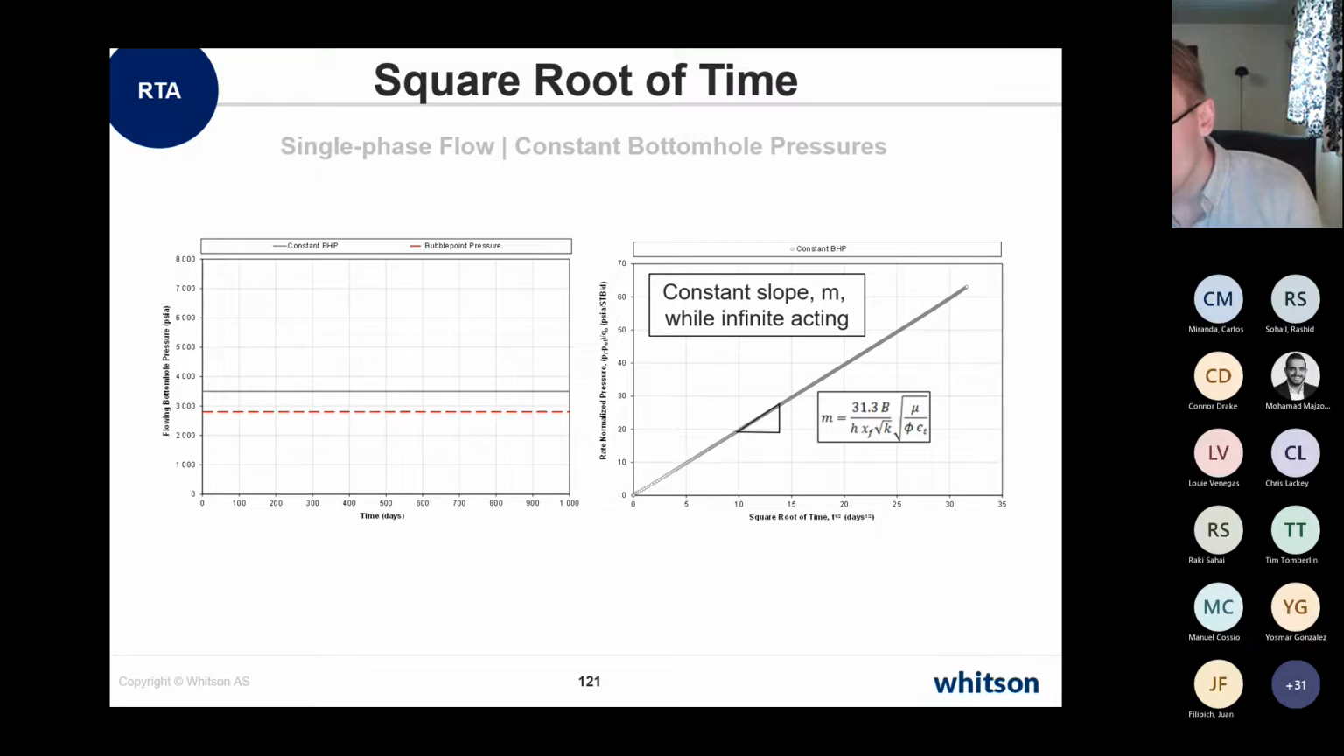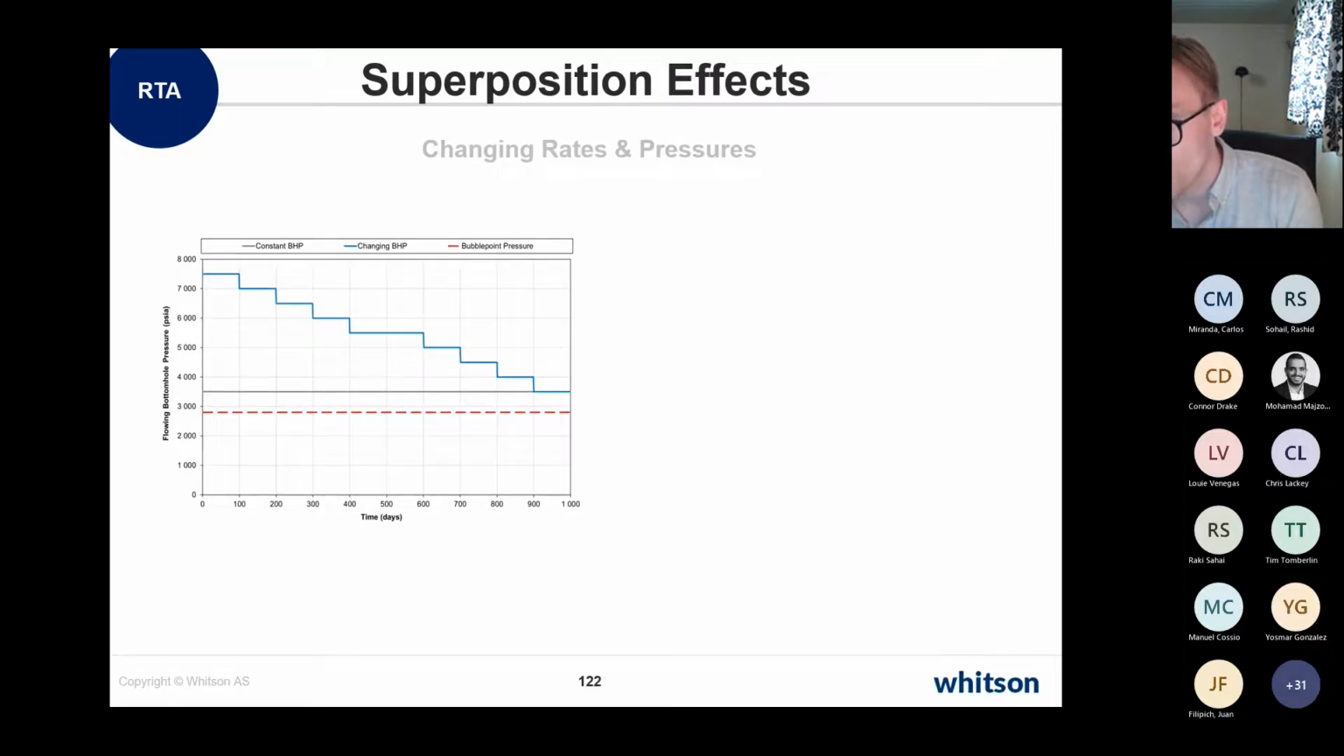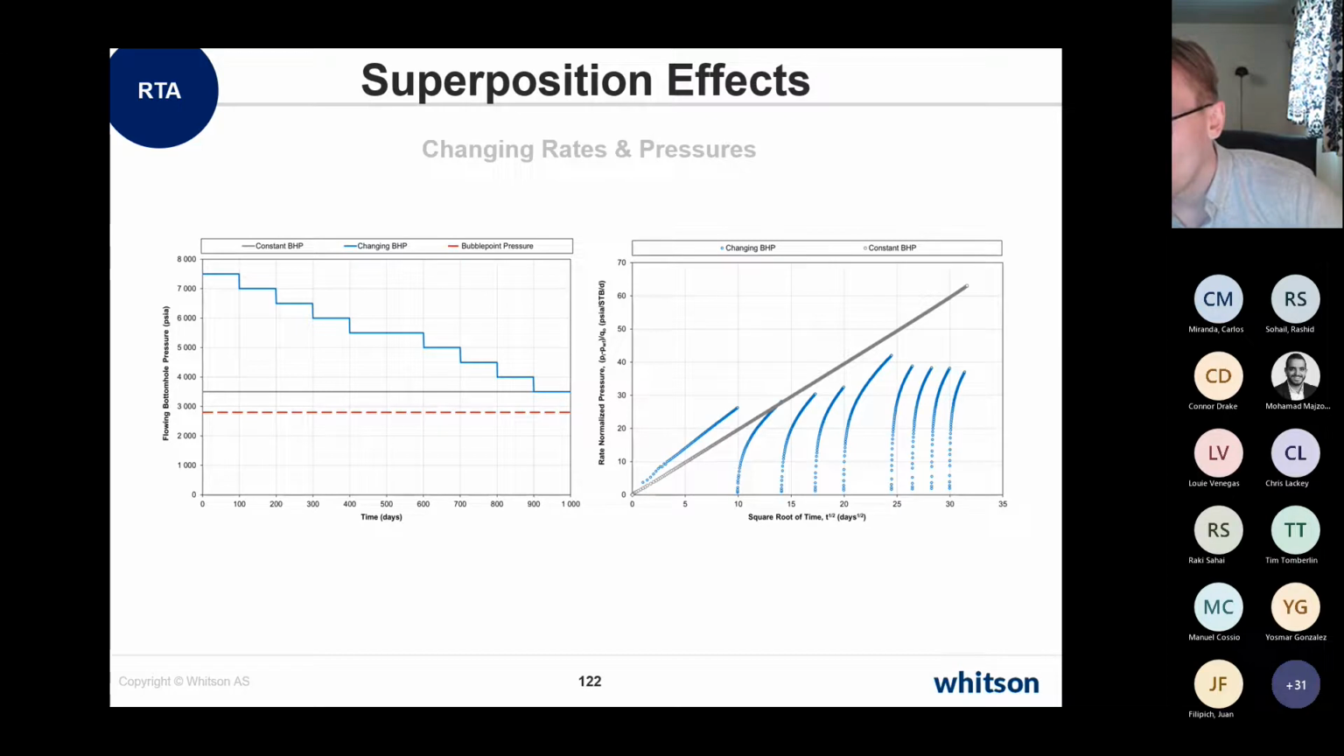So, constant slope while we're in infinite acting flow. However, when we start to introduce these superposition effects, which is just changing rates and pressures, that's where we get into trouble when it comes to our square root of time plot. So instead of a straight line, even though it's the exact same well that we know is infinite acting for the entire time period, we see that we're getting a wide range of different slopes here in blue. That will probably all give us slightly different LFP estimates, even though the LFP for this well is given. And we haven't even introduced multi-phase flow behavior.